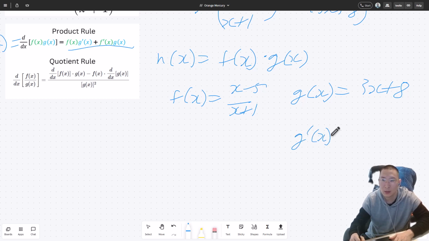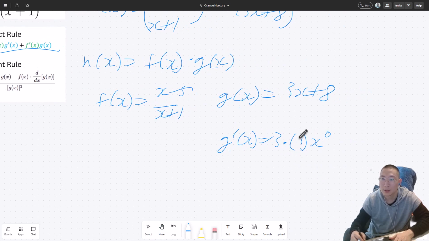Just to let you know, using the power rule, we have 3 times 1 because x has a power of 1, so 3 times 1 times x to the power of 0, plus the derivative of a constant, which is 0. x to the power of 0 is 1, so 3 times 1 is basically 3. So g prime of x is equal to 3.